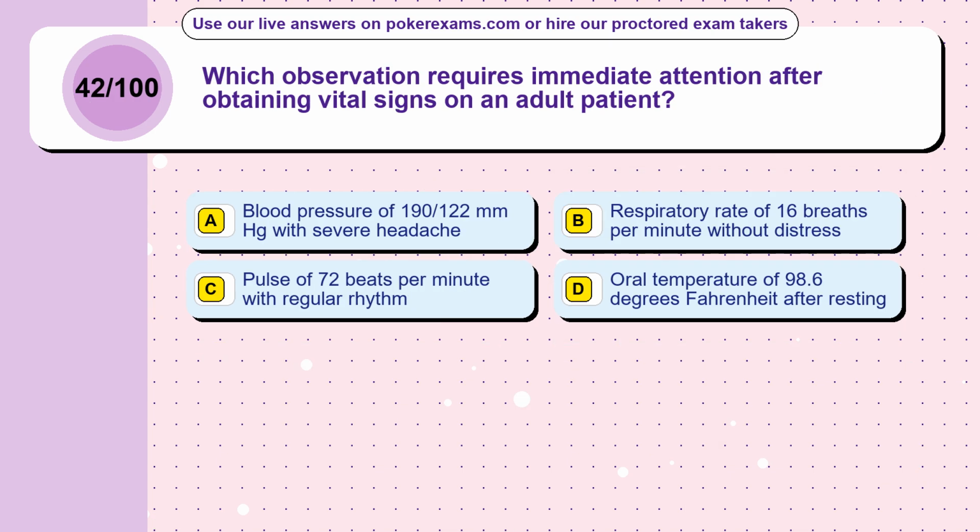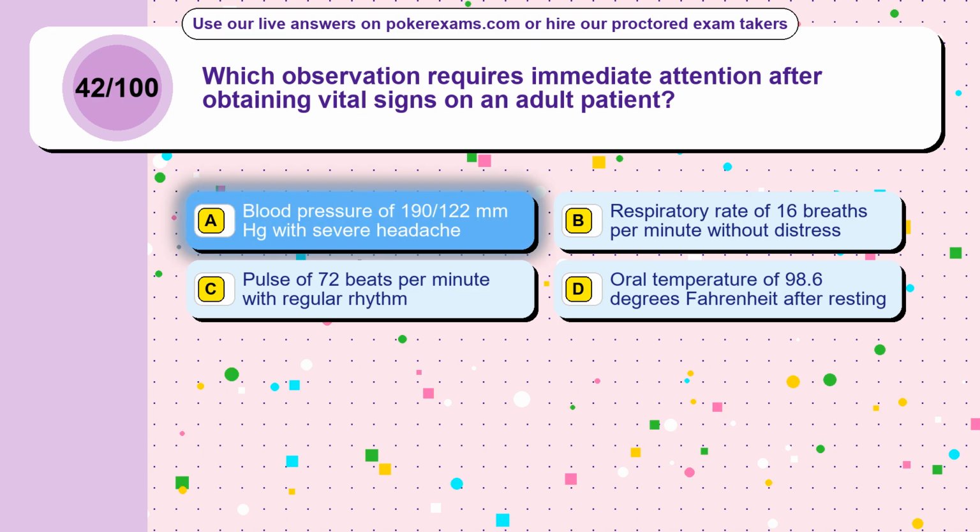Question 42. Which observation requires immediate attention after obtaining vital signs on an adult patient? Option A, blood pressure of 190/122 mmHg with severe headache. Option B, respiratory rate of 16 breaths per minute without distress. Option C, pulse of 72 beats per minute with regular rhythm. Option D, oral temperature of 98.6 degrees Fahrenheit after resting.